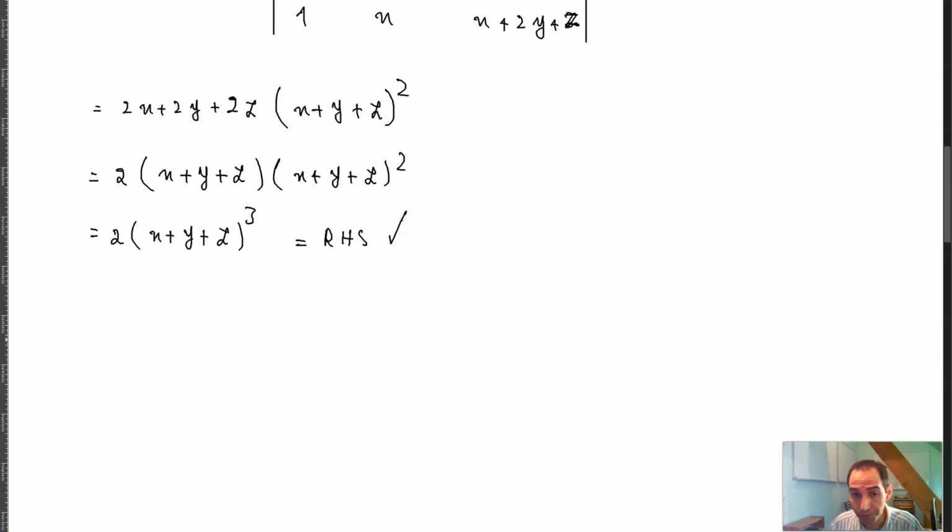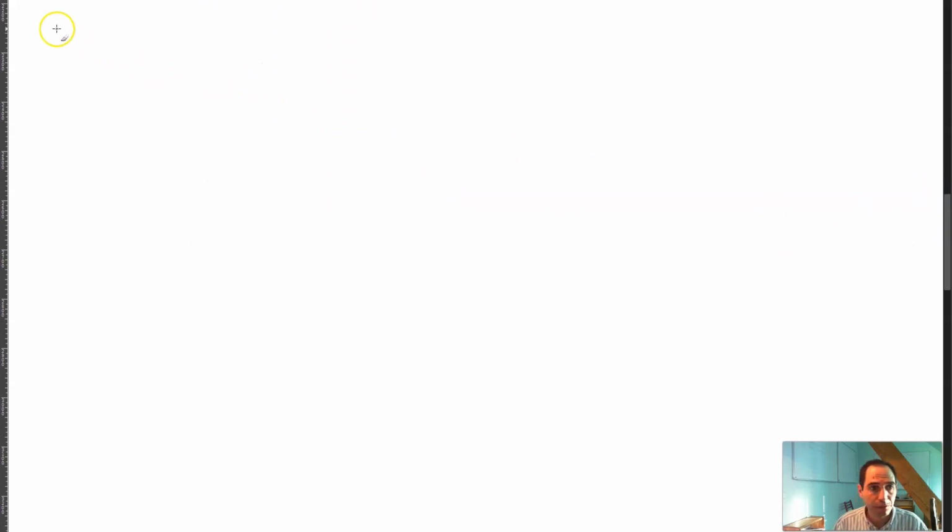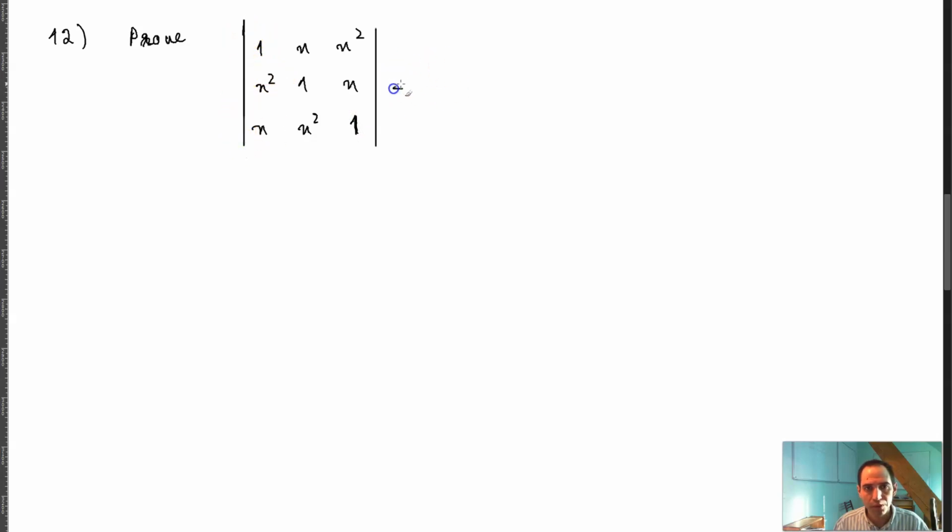Now, question number 12 is, okay, so the next question is question number 12, which is basically, this question has only one part, which is, you want to prove that, basically, this is the case, that this determinant 1, x, x squared, 1, x, x squared, 1 is equal to basically 1 minus x cubed whole squared.